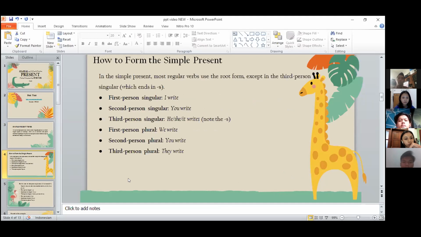So how to form the simple present? In the simple present, most regular verbs use the base form, and the third person singular ends in s. So the first person singular is I write. Second person singular is you write. The third person singular is he, she, or it writes, with the s. The first person plural is we write. Second person plural is you write. And the third person plural is they write.